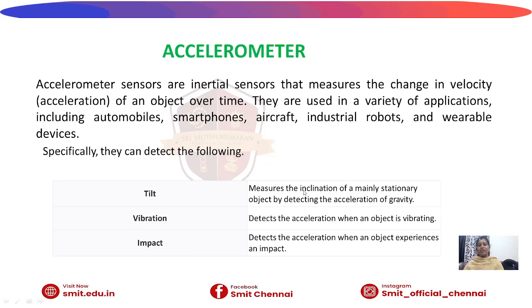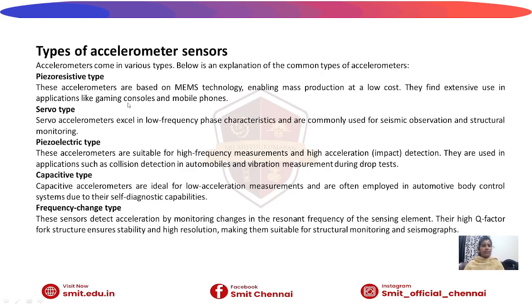Especially, they can detect tilt, vibration, and impact. Tilt measures the inclination of an object, and vibration means it detects the acceleration when an object is vibrating. And it also detects when it experiences an impact. The types of accelerometer sensor are piezoresistive type, servo type, piezoelectric type, capacitive type, and frequency change type, right? These are the types of accelerometer sensor.